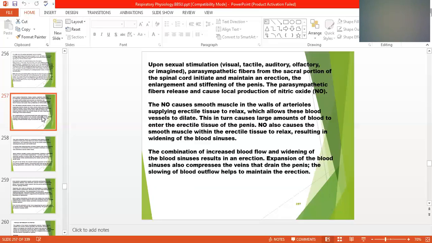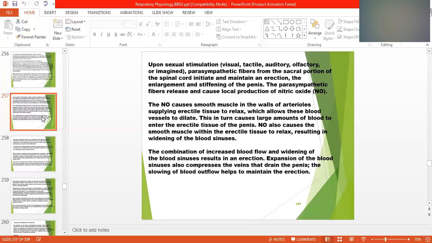The parasympathetic system fibers release and cause local production of nitric oxide. So due to the stimulation of the parasympathetic system, which is the autonomic nervous system, there is production of nitric oxide. The nitric oxide causes smooth muscles in the wall of the arterioles supplying erectile tissue to relax. When there is a release of nitric oxide, the erectile tissue of the penis will relax, which allows these blood vessels to dilate. So the blood vessels are dilated.